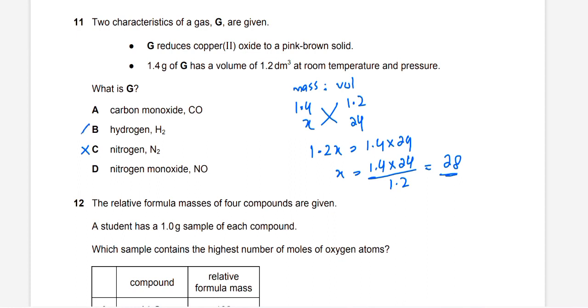Hydrogen has 2 mass. No, it's not possible. Nitrogen oxide, 14 plus 16, becomes 30. 30, okay? It's also not possible. Carbon has 12 plus oxygen has 16, it becomes 28, yes. And it can be oxidized, and it is acting as the reducing agent. It can reduce the copper oxide into the copper pink solid.